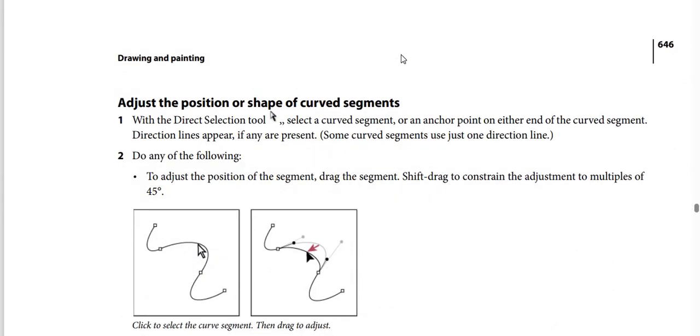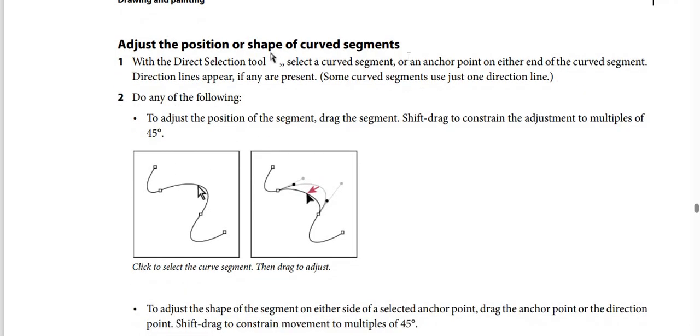Adjust the position or shape of curved segments. How to adjust the position or shape of curved segments? We have two steps again. Number 1, with the direct selection tool, you should select a curved segment firstly, or an anchor point at either end of the curved segment. Direction lines appear if any are present, and some curved segments use just one direction line. Step number 2, to adjust the position of the segment, drag the segment, and shift drag to constrain the adjustment to multiples of 45 degrees.